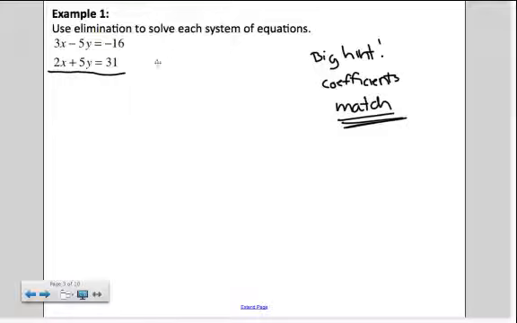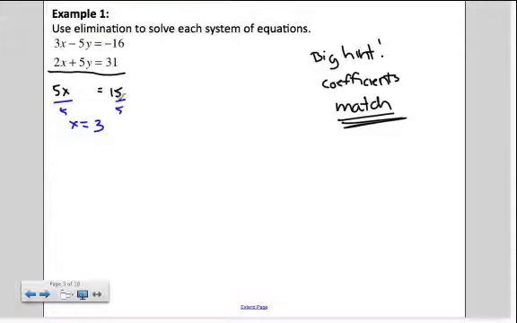So, to eliminate these, notice I have the x's above each other, the y's above each other, and the numbers over here are above each other. I'm going to just add down. 3x plus 2x is 5x. Negative 5y plus 5y is 0y. I'm going to just leave those out. They have been eliminated. And then 31 minus 16 is 15. All right, divide by 5, I get x equals 3.